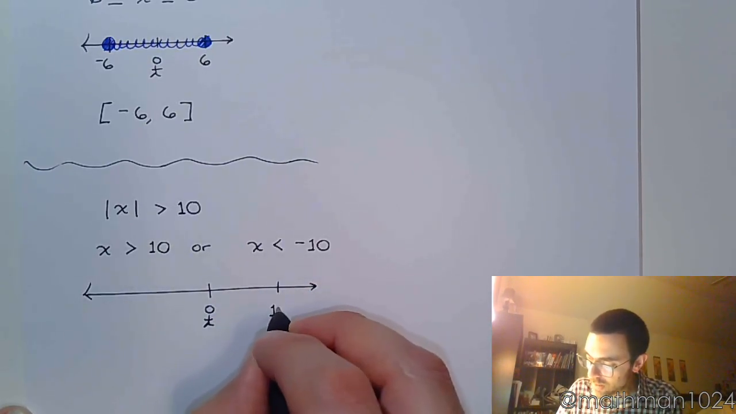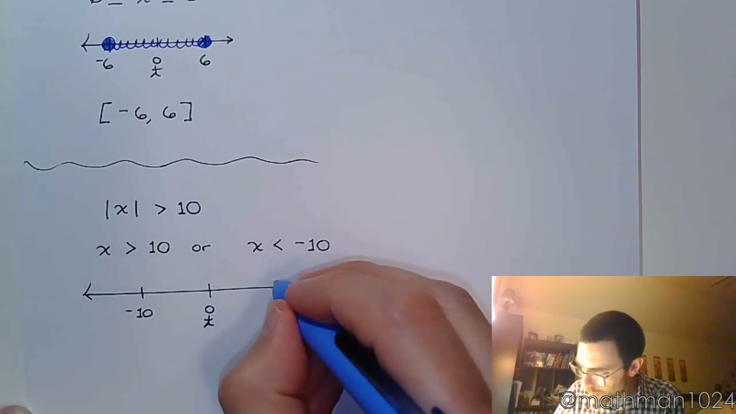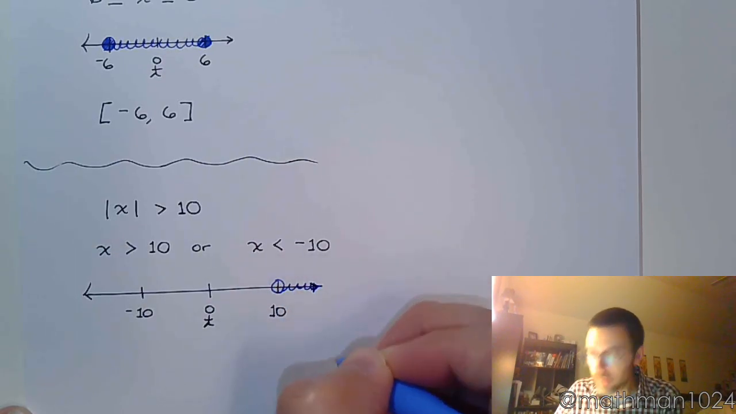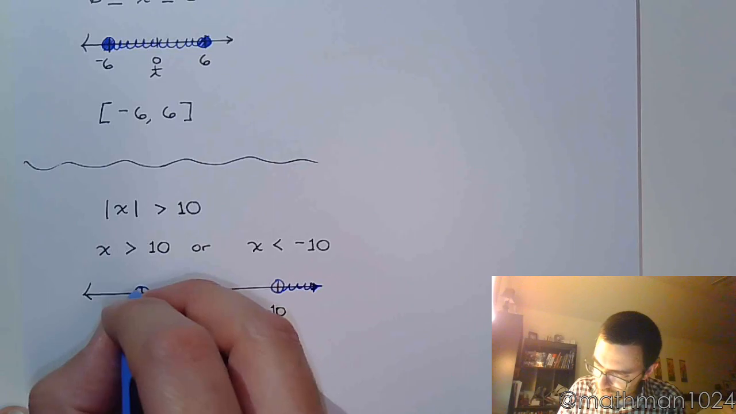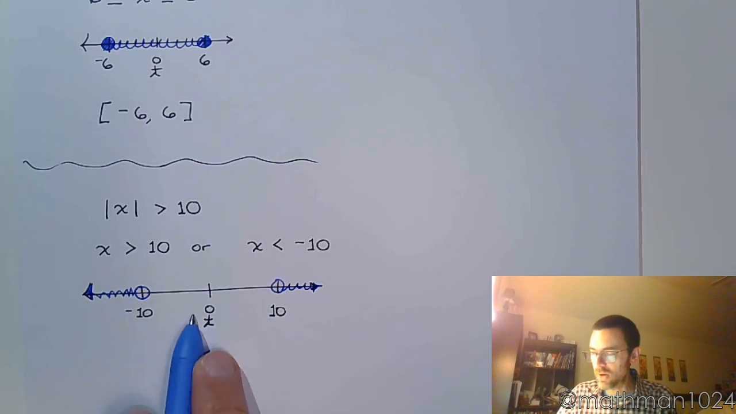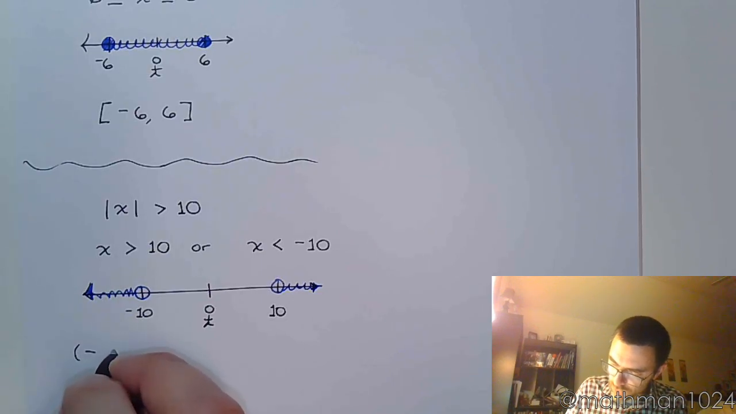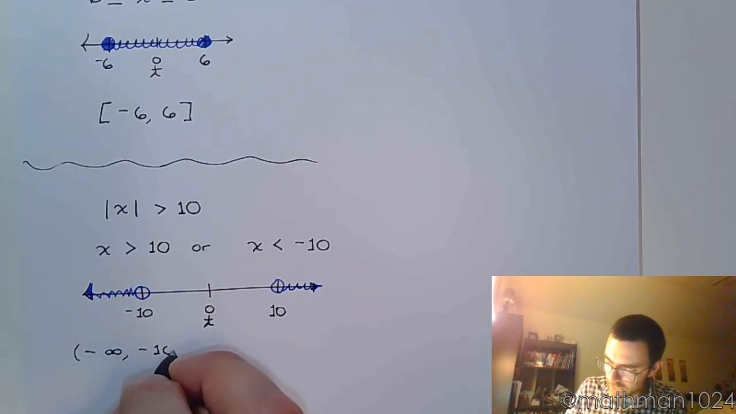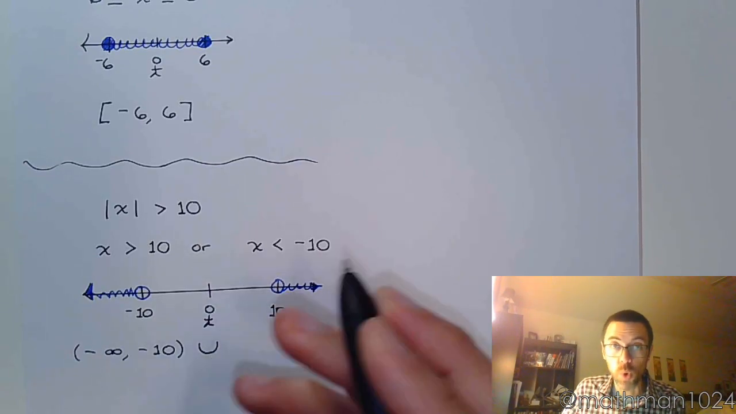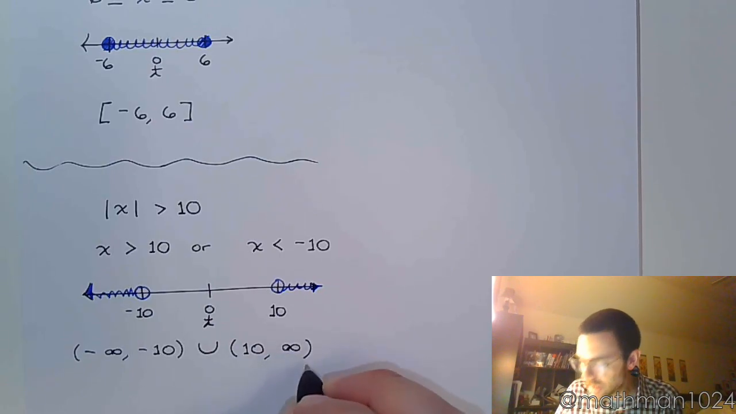So here is 10. And here is negative 10. Where can you be? You can be to the right of 10. You can be to the left of its opposite, negative 10. That's where you can stay, because I need a 10-foot buffer on either side. 10 feet over here, 10 feet over there. So where can you stay? You can be anywhere in this region from negative infinity to negative 10, union, or from 10 to infinity.